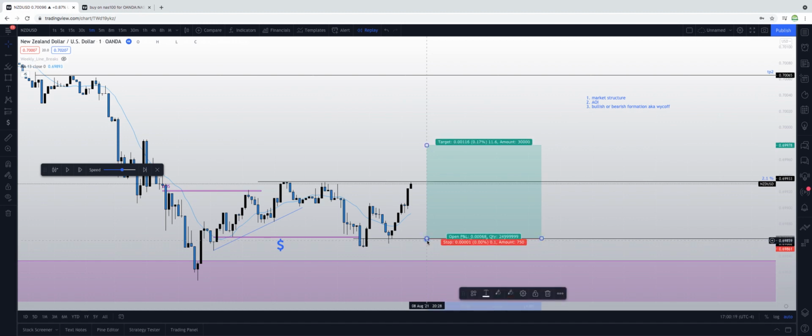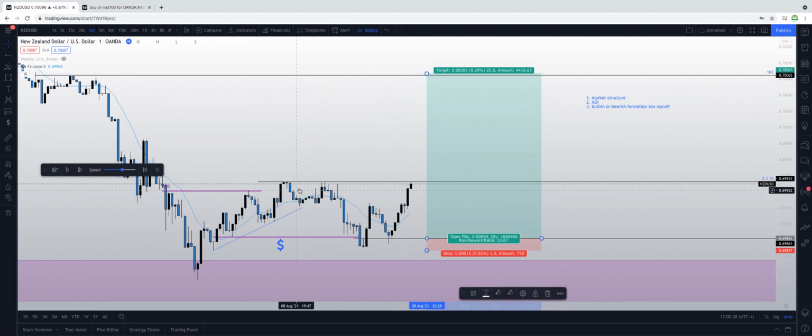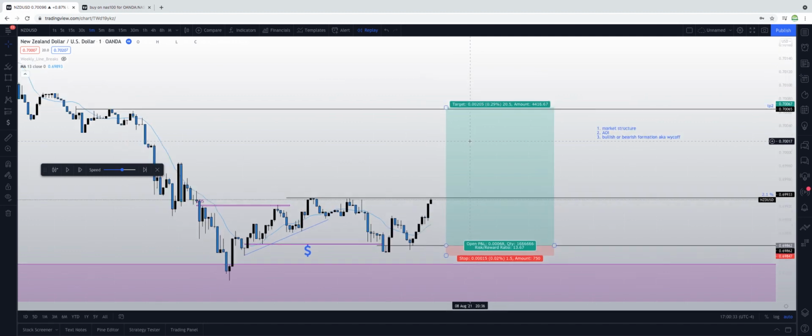Actually, for the purpose of risk management. All right, so now we're at break even. Half of our partials are taken right there. So now we have 0.5% left on this overall trade.